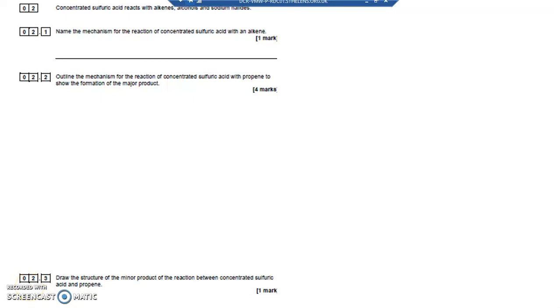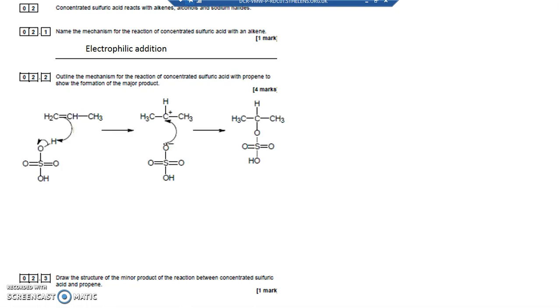Question number 2. Concentrated sulfuric acid reacts with alkenes, alcohols and sodium halides. Name the mechanism for the reaction of concentrated sulfuric acid with an alkene. So the double bond attacks the sulfuric acid and the sulfuric acid adds on, so it's electrophilic addition. We'll have a look at that mechanism now and understand electrophilic addition.